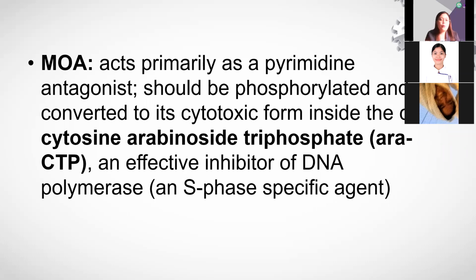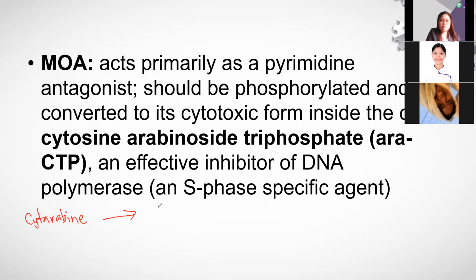Ano yung magiging cytotoxic form niya? We call it cytosine arabinoside triphosphate. Naglagay lang tayo ng phosphate. And if it becomes the ARA-CTP, it will become an inhibitor of the DNA polymerase. So this is still a cell cycle specific na agent, especially on the S phase, wherein DNA synthesis happen. So, unsa iyahang gina-inhibit? Let me write sa screen para mas klaro.